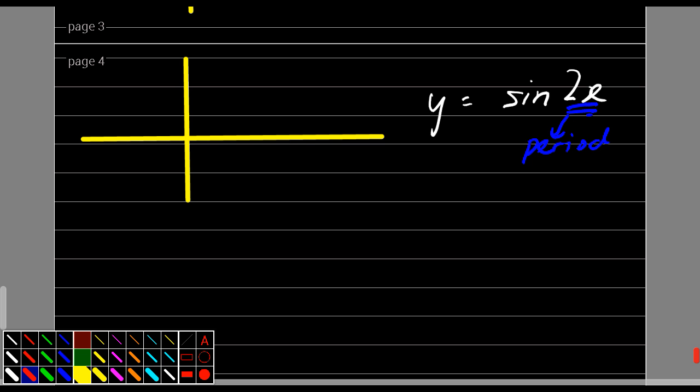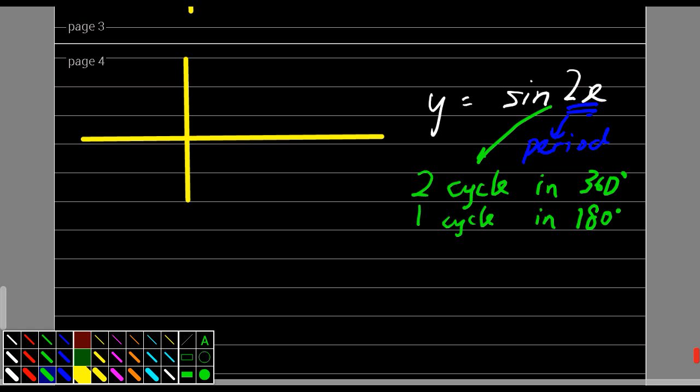When you see the word 2, it means it has 2 cycles in 360. So I do a division. 1 cycle will be how much? 180. Very good. So it means I will draw the same graph. Did my top value and bottom value change? No. So it's still 1 and -1. What happens to the period now? It's not 360 anymore. It is now 180.